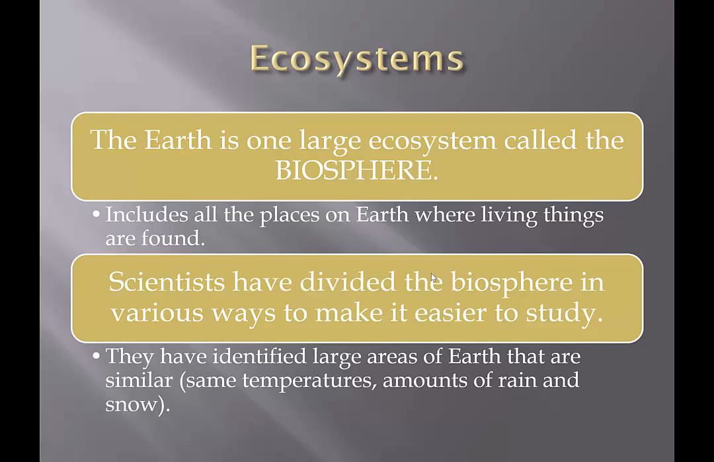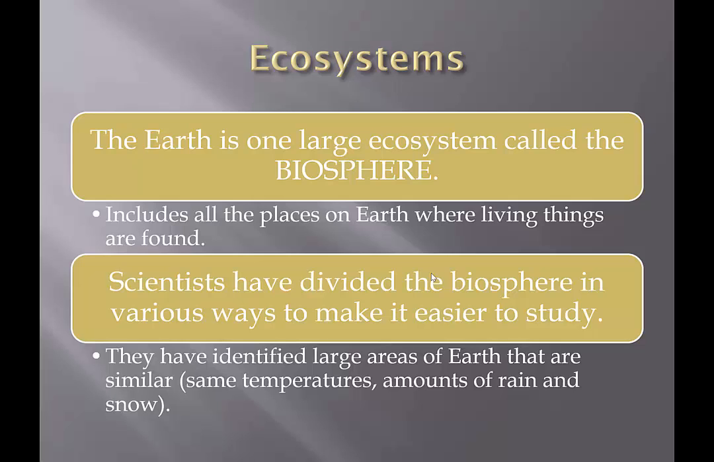Okay, the Earth is one large ecosystem called the biosphere, with bio meaning life and sphere meaning round or ball, and this includes all the places on the Earth where living things are found, which is essentially everywhere. Now, it's impossible to study the biosphere as one giant ecosystem, so scientists have divided up the biosphere in various ways to make it easier to study.